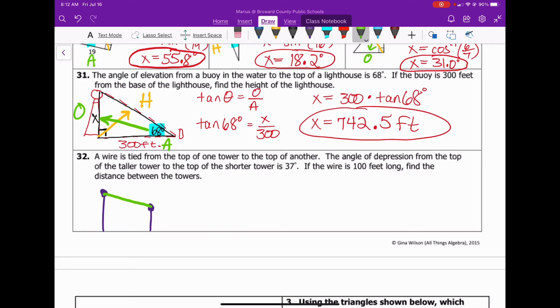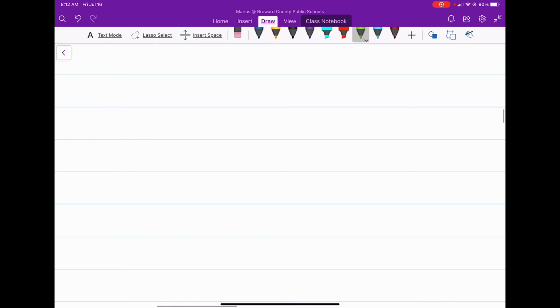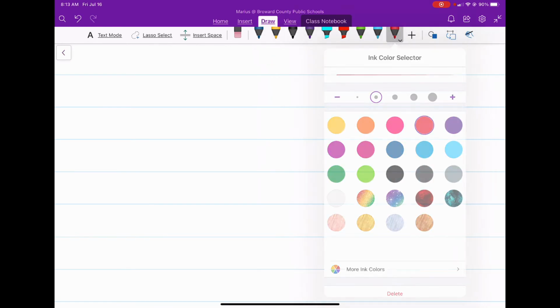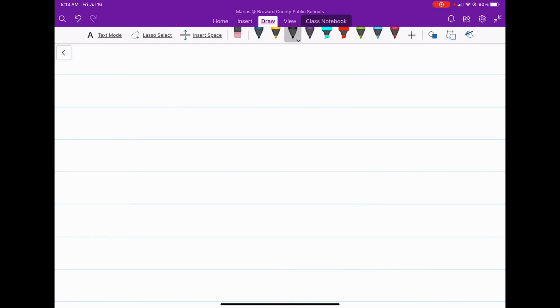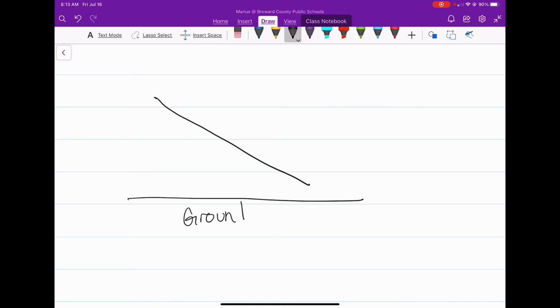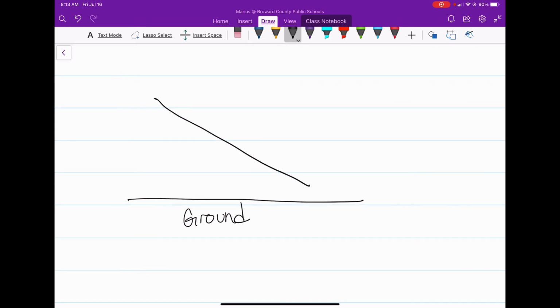Now, we also have an angle of depression. Let me take some time to pause real quick and go over what an angle of depression is. So, when we're talking about angles, for example, let's say this is the ground. And this line that I just drew is a wire or a sight, this line here.